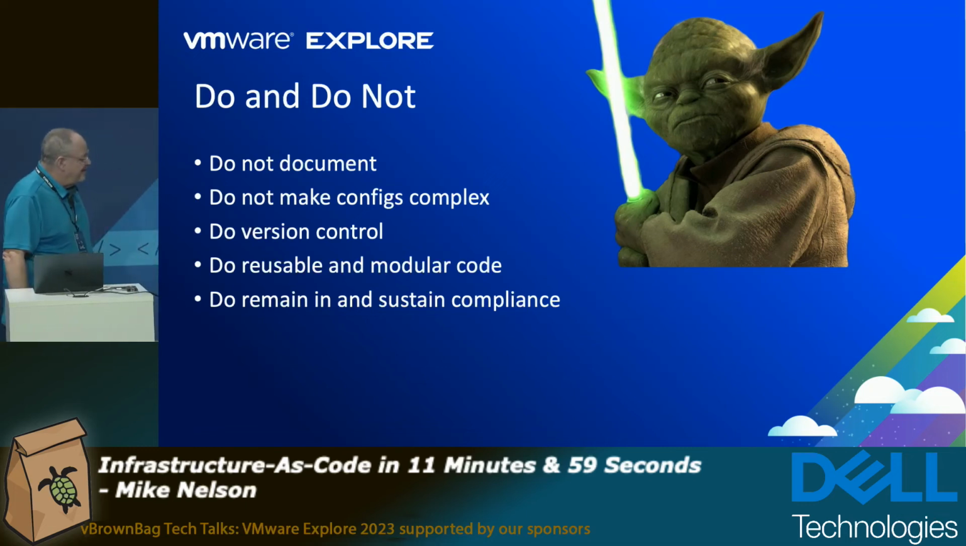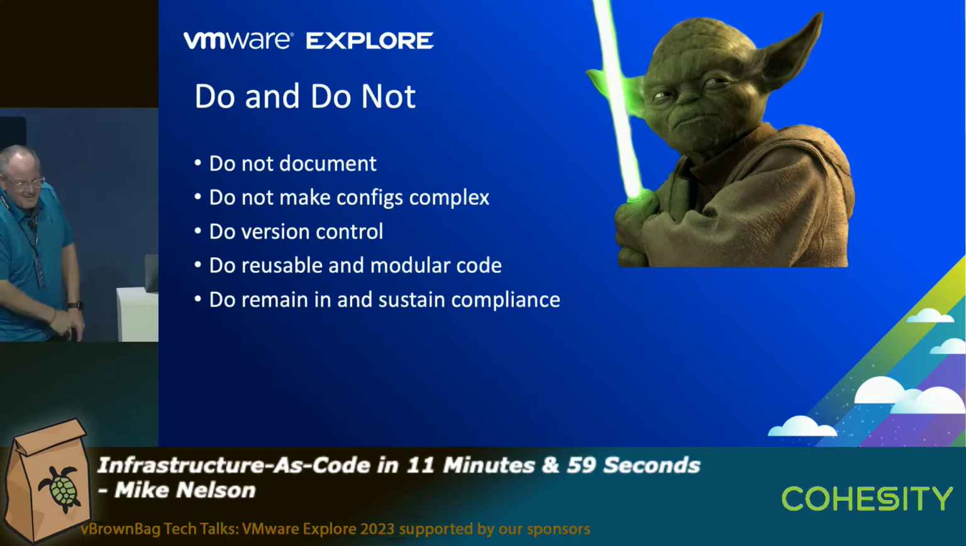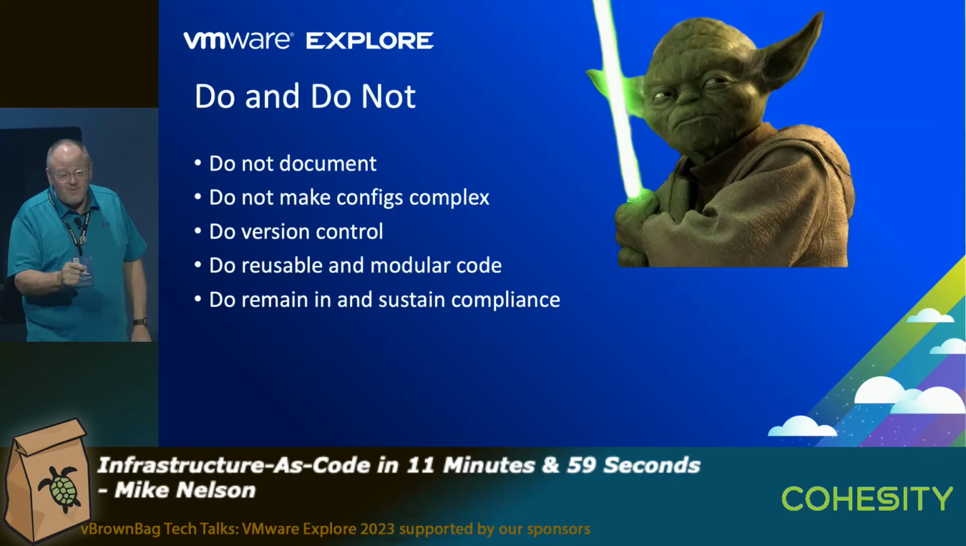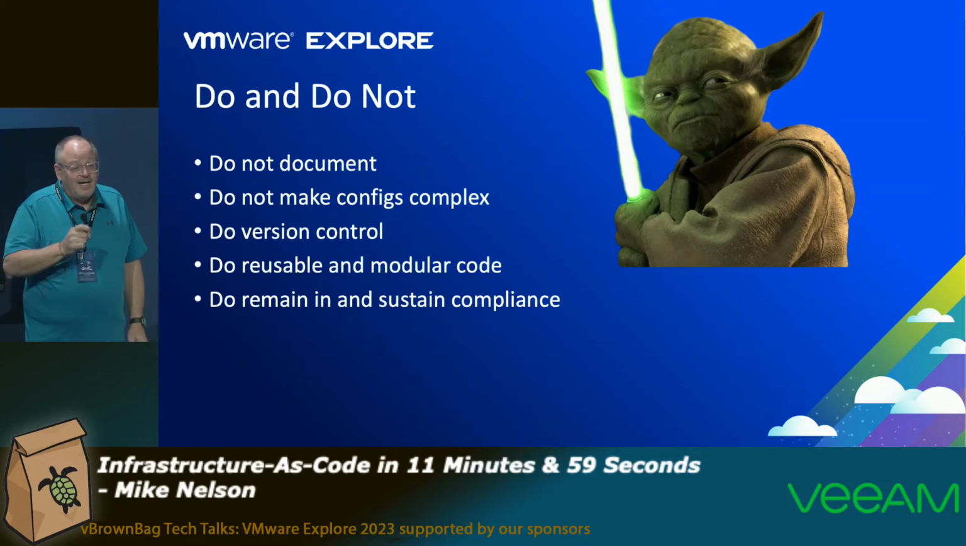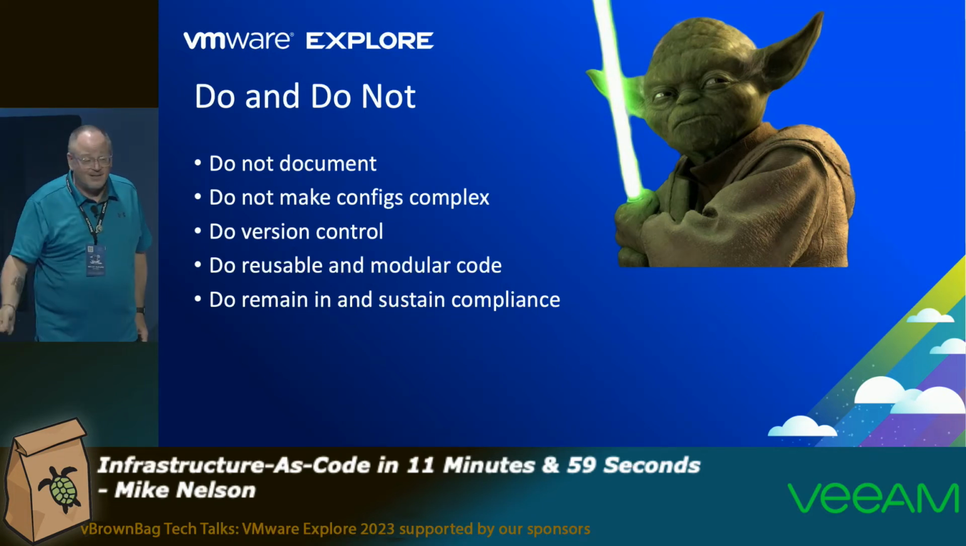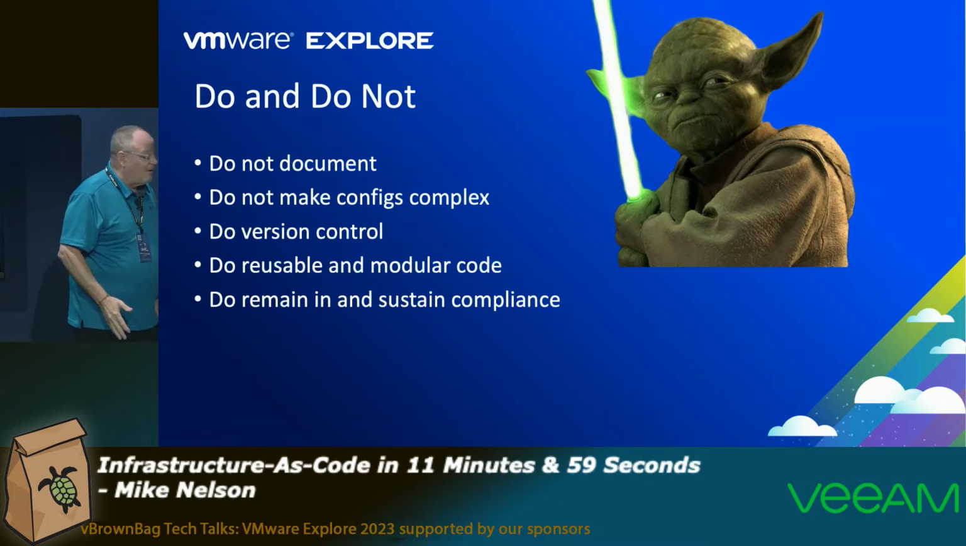Do and do not. Do not document IAC. Believe it or not, this goes against everything I believe in. But IAC is not meant to be documented. The code is supposed to be documented. So the code is supposed to be self-explanatory. It should tell you exactly what it's going to do. You shouldn't have to write a separate Word doc that tells everything that the code's going to do. That's not what it's for.